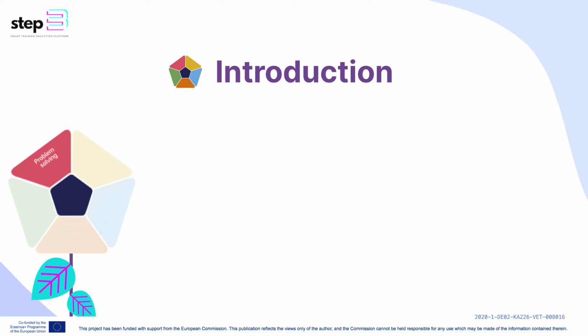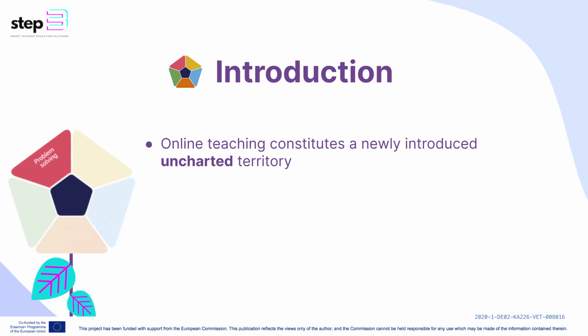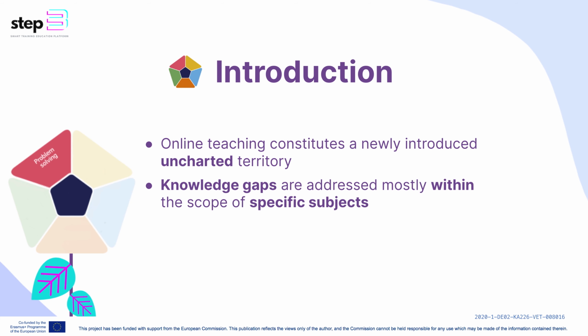The idea that online teaching is the same as normal teaching but over distance does not represent the whole picture. Online teaching constitutes a newly introduced method which is still uncharted. This is one of the reasons why digital competence gaps are created and further explains why knowledge gaps are usually only addressed within specific subjects such as history or physics. Obviously, computer science is such a subject of which the scope is aligned with some digital competence areas.